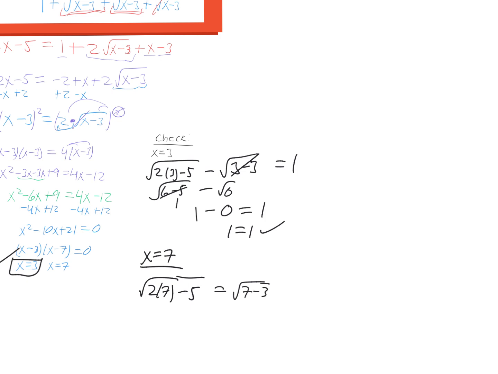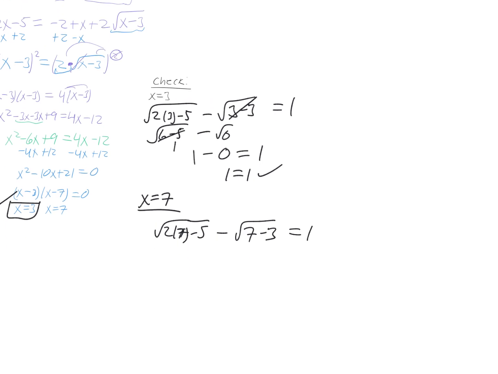Whoa, what am I doing? Hold on, sorry. Let me just rewrite the whole thing. Okay, it's going to be the square root of 2 times 7 minus 5, minus the square root of 7 minus 3 equals 1.